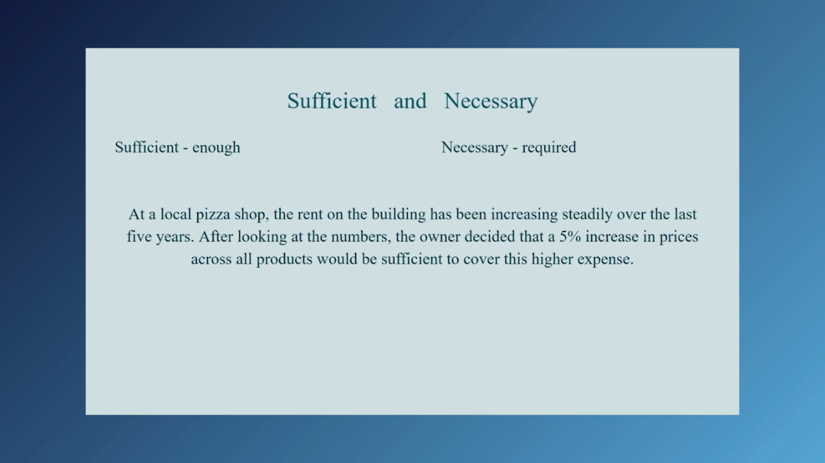If the answer was a 5% increase in prices is necessary to cover the increased rental expense, that would be out of proportion to the passage because the passage says sufficient, which means that the shop can definitely cover the new rent price with a 5% increase. And perhaps they could cover it with a 4% or a 3% increase. This choice says that it would take the full 5% to cover the new rent, which is an overstatement, and so it is not supported.